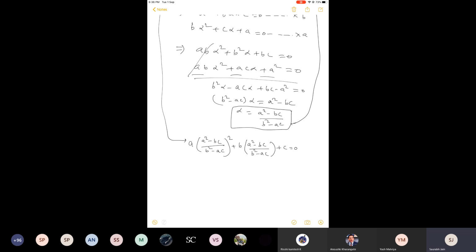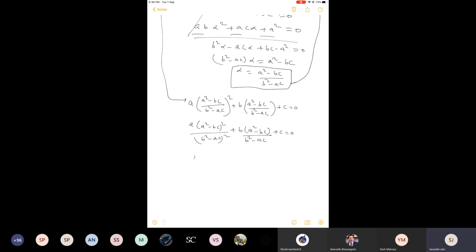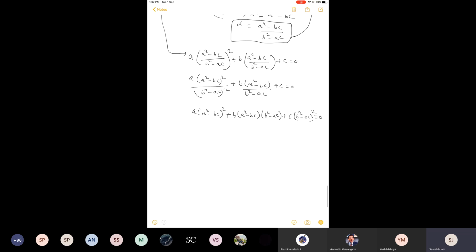So what we will do, it is a square. So square of this upon b square minus ac whole square. So next step will obviously be LCM, cross multiplying all that. So LCM will be b square minus ac whole square. So I am saving one step. I am taking LCM and cross multiplying in a single step, that you can also do. B into a square minus bc into b square minus ac, and finally here with c we will have b square minus ac whole square. Now obviously there's nothing left but to multiply and square everything.